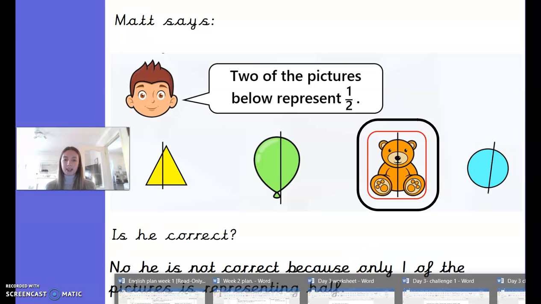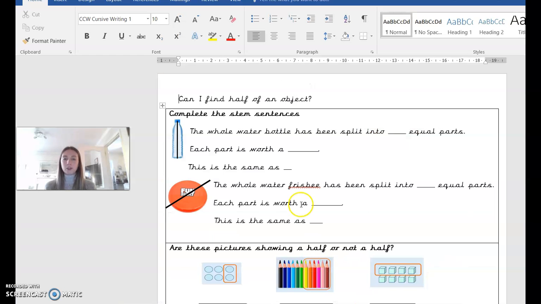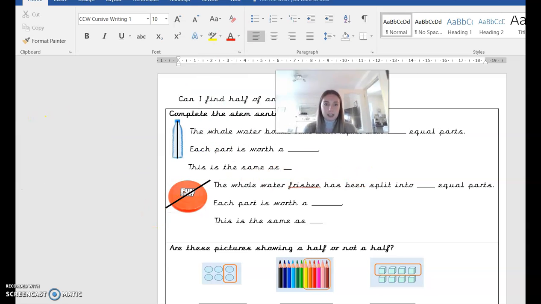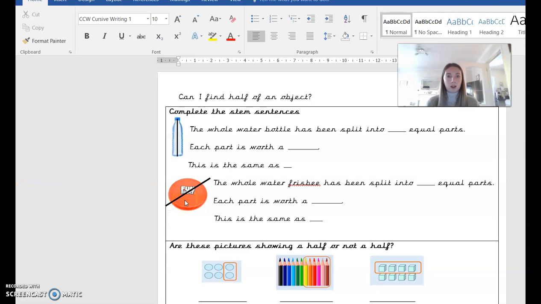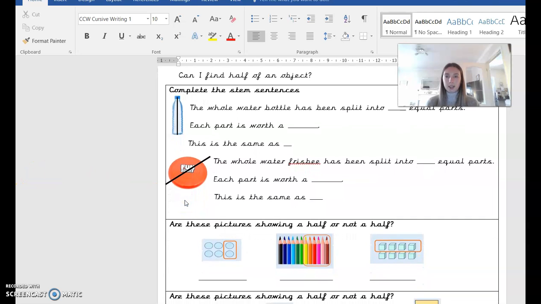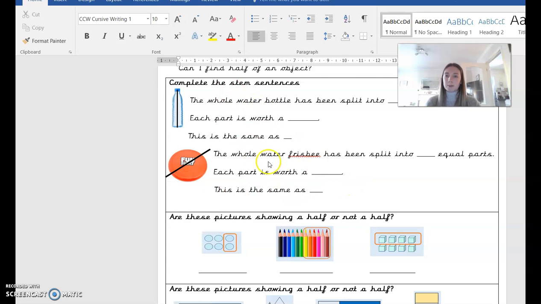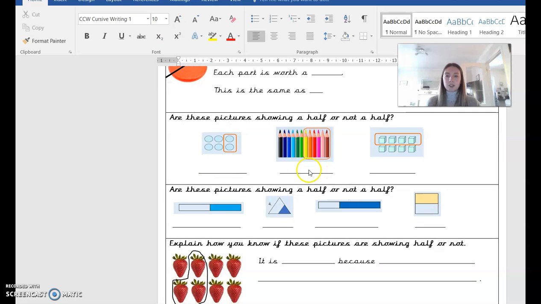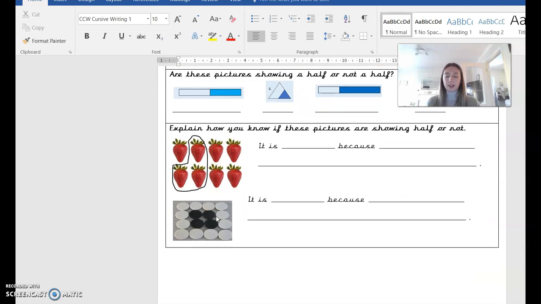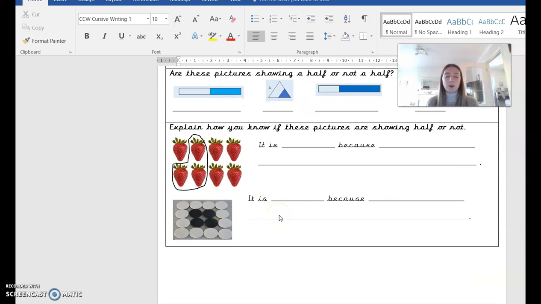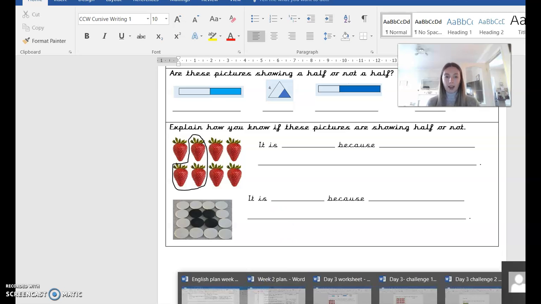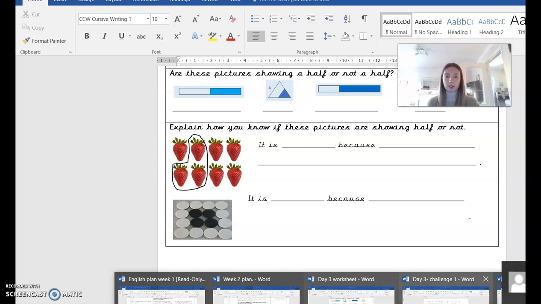So your activity today is all around half. So your activity here is an activity for you to complete around all of the different parts of the input today. So the first part is filling in the stem sentences to match the 2 pictures. Then underneath these pictures you need to say half or not half. And then here you need to explain how you know if they're showing half or not half. So that's your first activity. And then you have got 2 challenges to complete today.